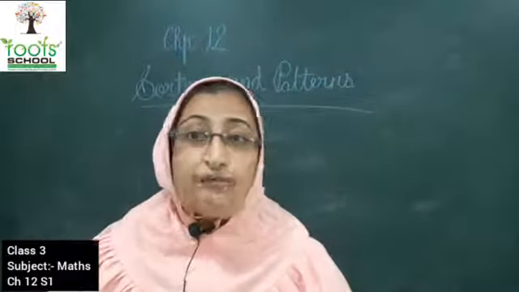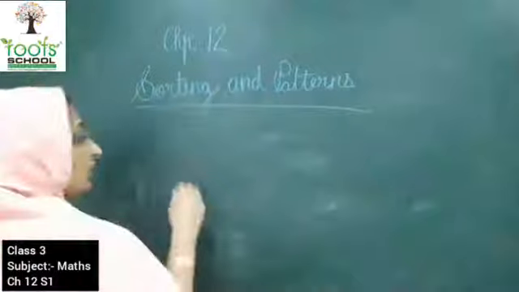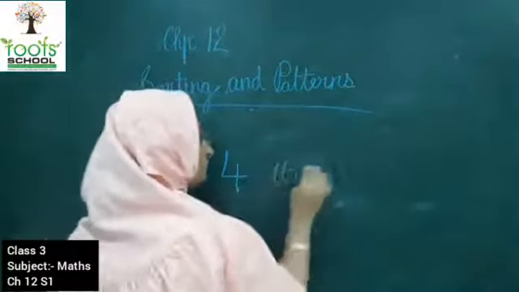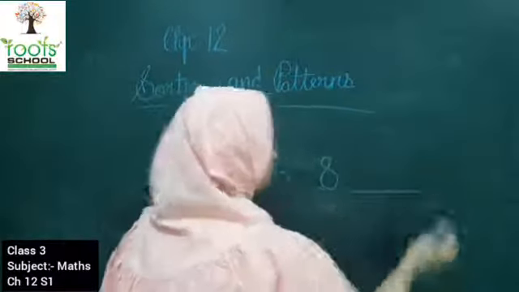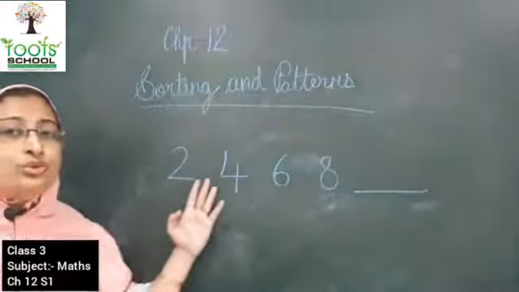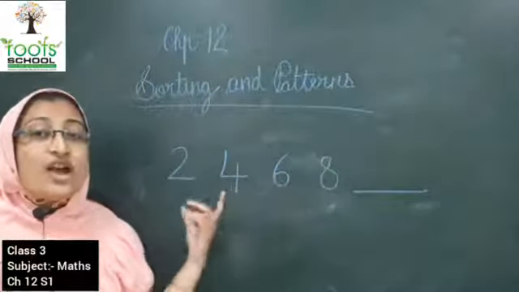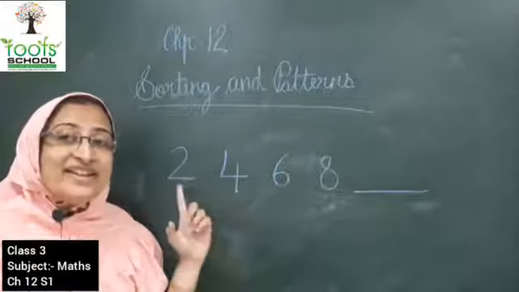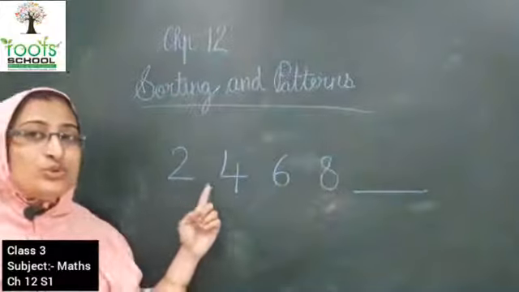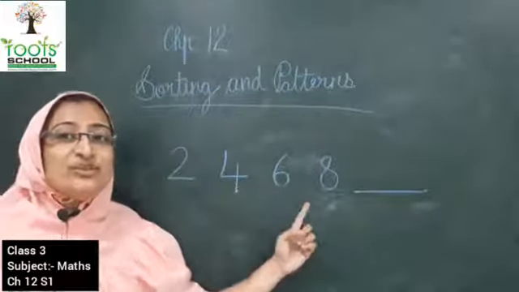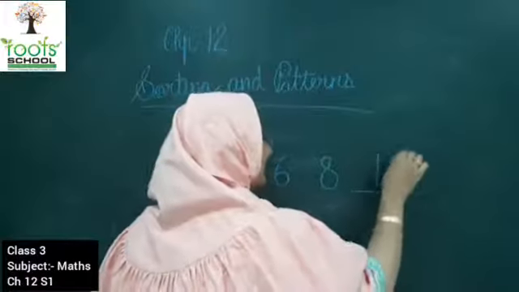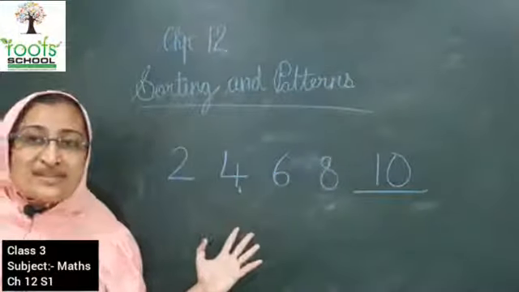Now we can have patterns with numbers also. Now everyone, look what ma'am is writing. Here you can see a pattern of numbers: 2, 4, 6, 8. What common thing did you find? Yes, these are all multiples of 2. It is the table of 2. 2 1s are 2, 2 2s are 4, 2 3s are 6, 2 4s are 8 and 2 5s are 10. Yes. This is one more pattern.